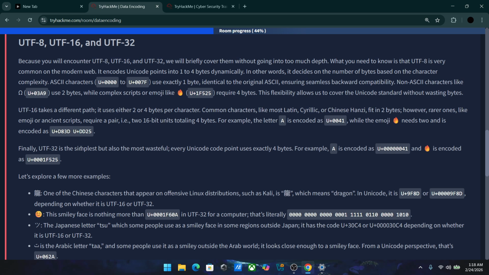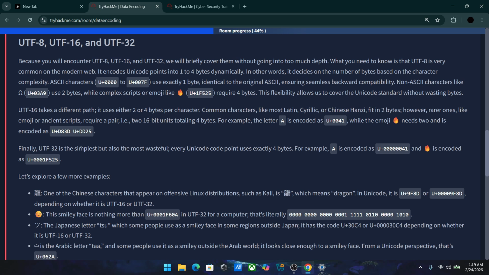Non-ASCII characters like, what the hell is that? U+03A9 use 2 bytes, while complex scripts or emojis like fire require 4 bytes. This flexibility allows us to cover the Unicode standard without wasting bytes.